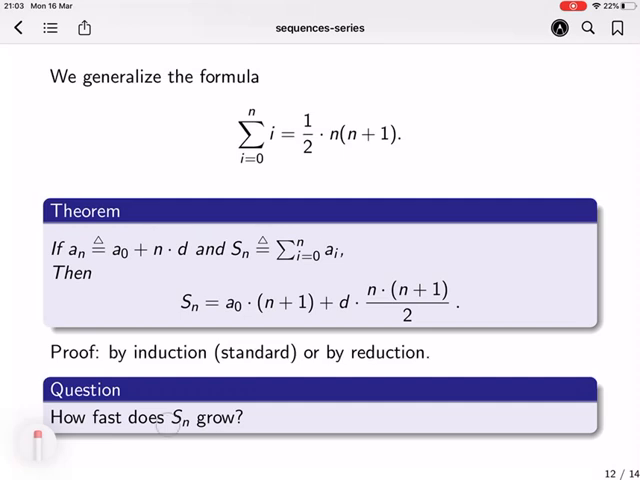Now you might ask, good, we have a closed expression for Sn. How fast does Sn grow? And the problem is that we haven't defined what it means to grow slowly or fast, and how to compare rates of growth of different functions or different sequences. We will do this later, and this will become a very interesting question.